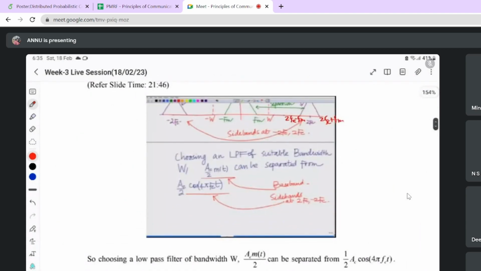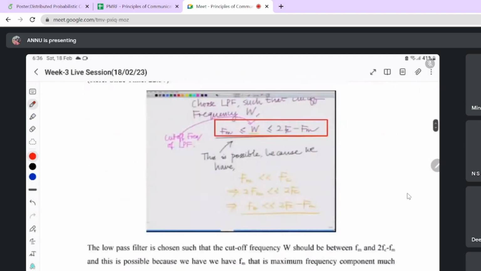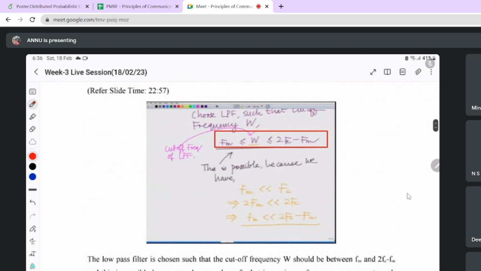So, sir has taken this topic of choosing a low pass filter of suitable bandwidth. AC by 2 m(t) can be separated from AC by 2 m(t) cos 2 pi fct, which we saw using mathematics, right? So how should this particular W be chosen? Choose a low pass filter such that the cutoff frequency W should be greater than or equal to fm and should be less than or equal to 2 fc minus fm.